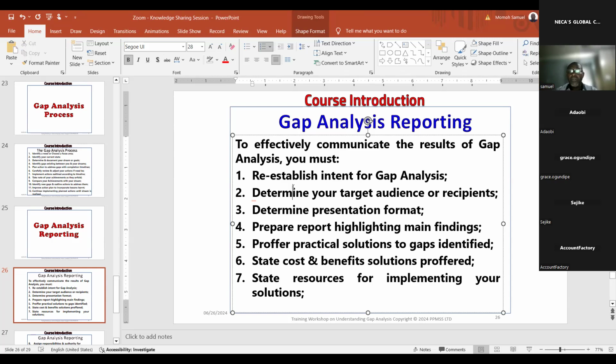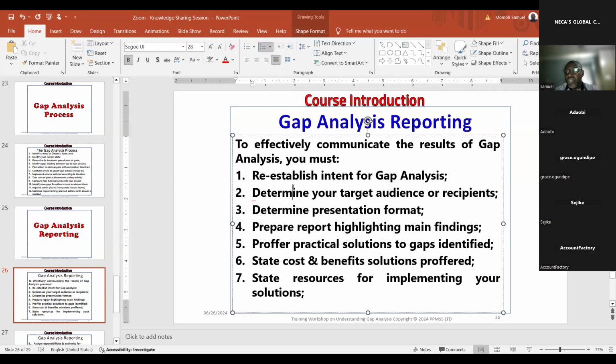Then step 4, having identified the format, prepare your report, highlighting the main findings. Like I said, summary is what we need. Then 5, you provide practical solutions. Remember that gap analysis is about identifying problems, gaps, vacuums, shortcomings. So once you have identified all these deficiencies, all these gaps, there is need for you to provide solutions.